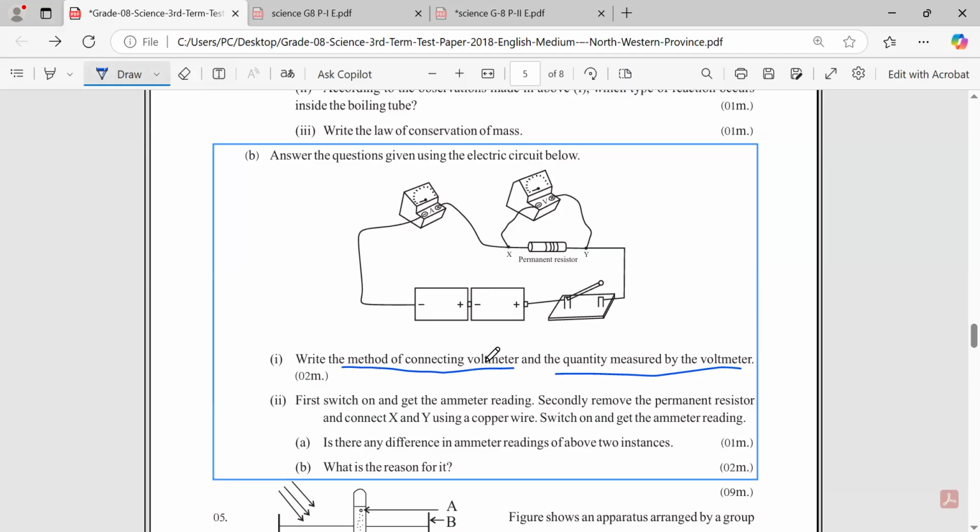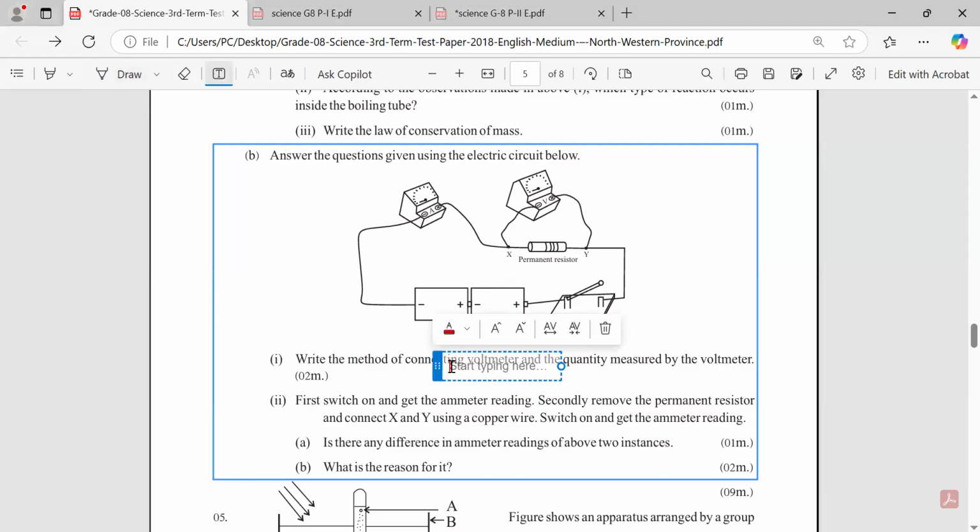Okay, what is the method of connecting a voltmeter, Putta? How do we connect it? We parallel, right? The voltmeter must always be parallel to the circuit, right? Parallel to the circuit. So let me write it parallel. Then what is always connected to the circuit in series form?